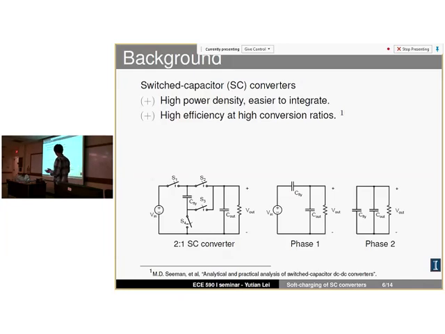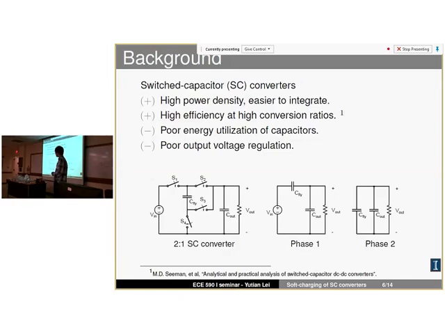So that is all good, but of course, switch capacitor converters have their own issues. Otherwise, we'll be seeing them everywhere. The problem is, number one, it has poor energy utilization of the capacitors, and number two, it has very poor output voltage regulation capability. We'll go through each of them to see where the problem originates and to see how we can improve on that.